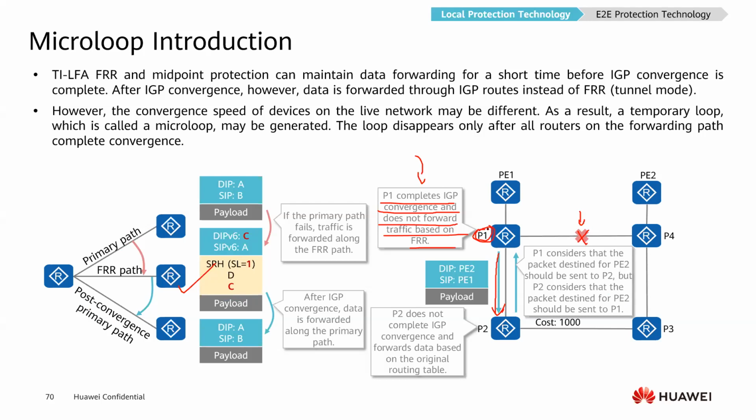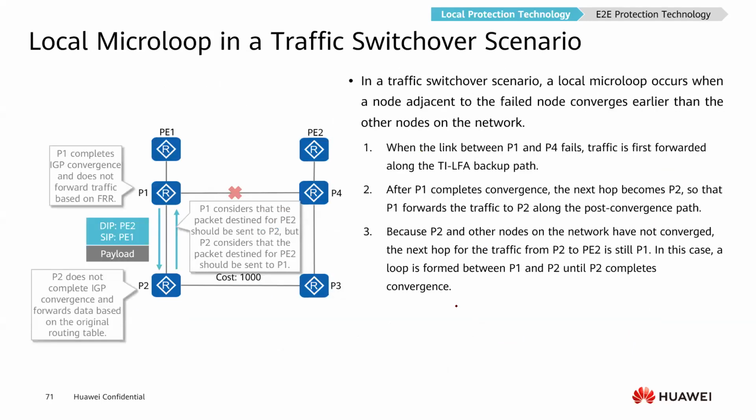Then P1 finishes the convergence. It thinks, okay, now I have finished the convergence, I do not need to add an additional SRH header. I just follow the normal way. So it's sending to P2. But P2 during this time is still thinking, if I want to go to PE2, I should send in this way. So here it will create a macro loop. So how do we protect against these things?